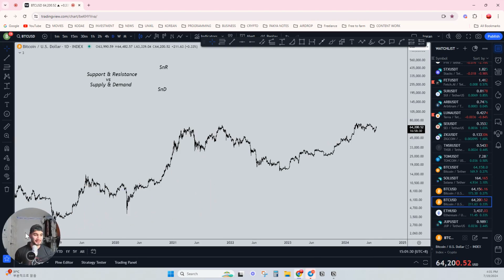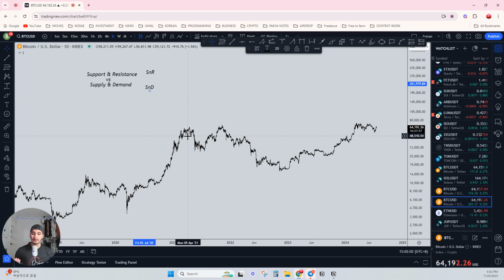Let's get into it. This lesson today, again, is about support and resistance versus supply and demand. These are two different things, two different approaches if you want to go into trading, and you can use both at the same time. There's no problem at all. The first one is called SNR, that's a short form for it, and another one is called supply and demand, which is SND. People are using both of these to navigate the price movement in the market.